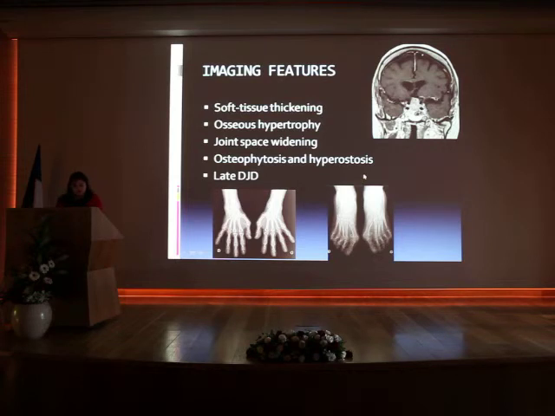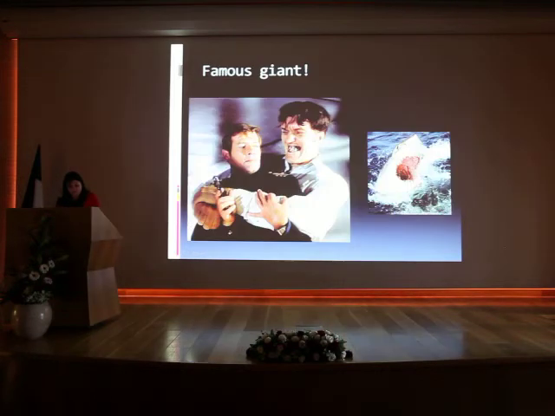Just to repeat the imaging features, those are the most typical findings: soft tissue thickening, osseous hypertrophy, joint space widening, osteophytosis and hyperostosis due to the higher rate of growth hormone. Late DJD is due to all these features combined and can lead to severe osteoarthritis, like in our patient.